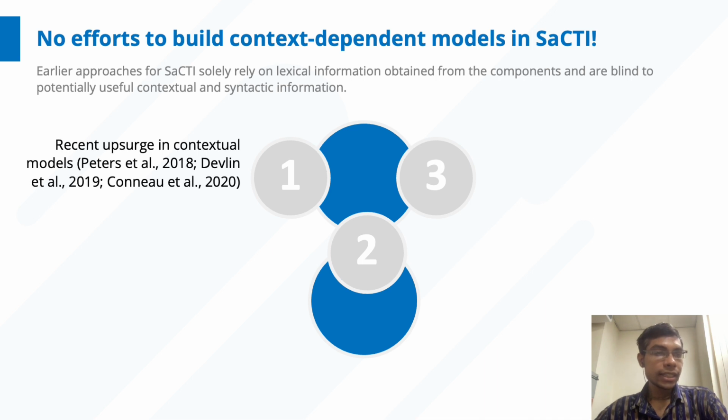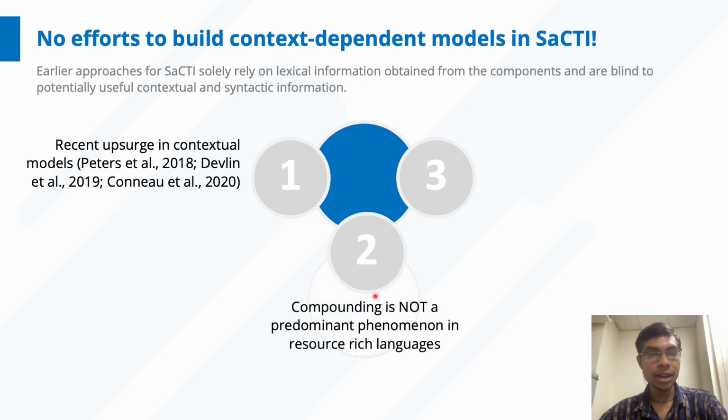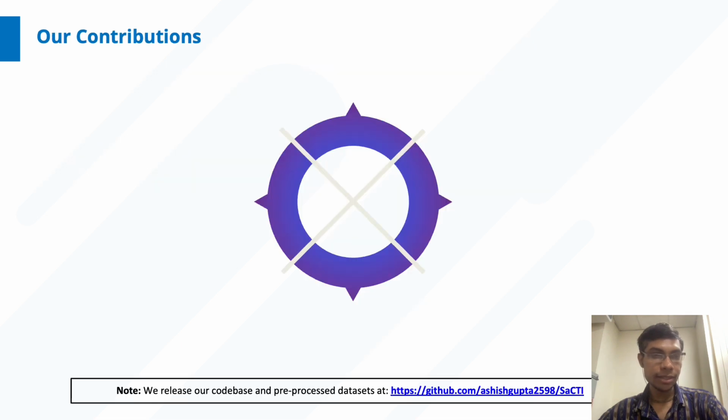Recently there was an upsurge in contextual models, and models such as ELMo and BERT were proposed, but no attention has been given to context to build a context-dependent model for compound type identification. This is probably because compounding is not a predominant phenomenon in resource-rich languages such as English, and probably due to the lack of task-specific context-sensitive labeled data.